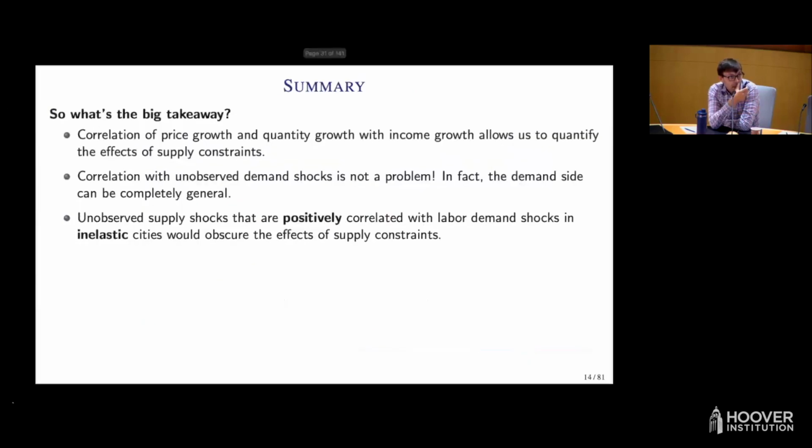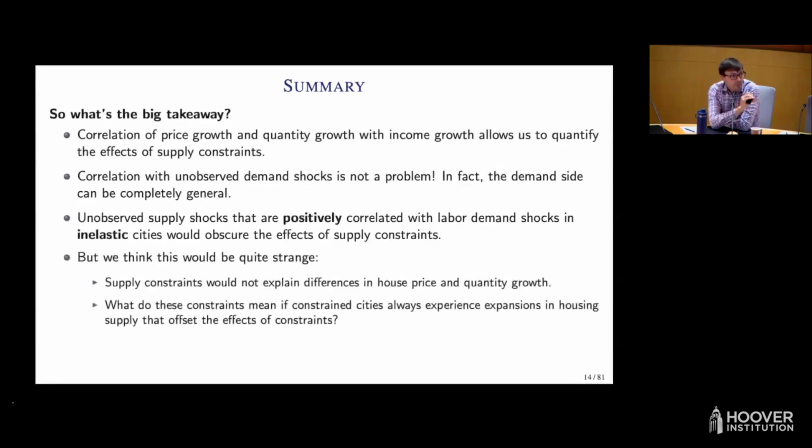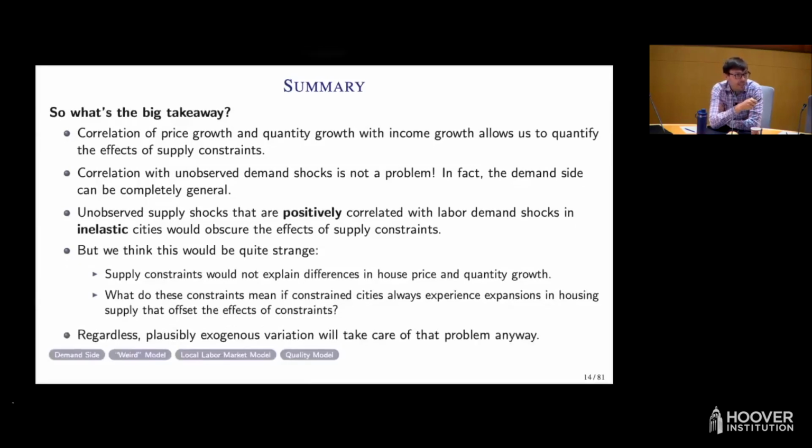Again, the point here is that even the correlations are actually going to be informative for understanding how important these supply elasticities are. And if you do find that it's these unobserved supply shocks that somehow make these cities look similar, even though underlying are these different elasticities, it would still mean that this difference in supply constraints does not explain difference in house prices and quantity growth across cities. But then, if you wanted to see the instruments, we're going to show you those anyway.